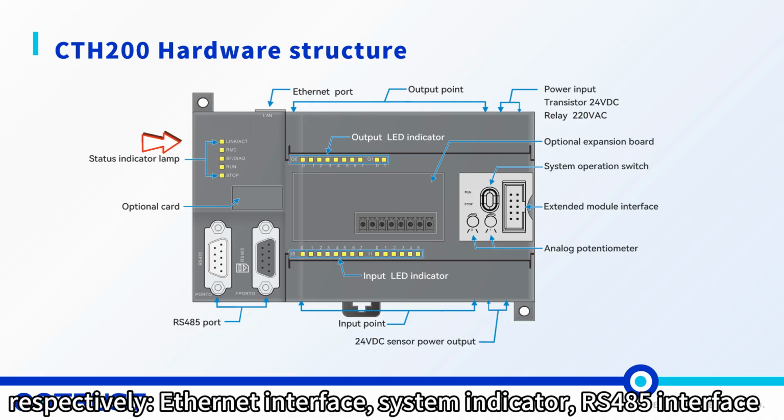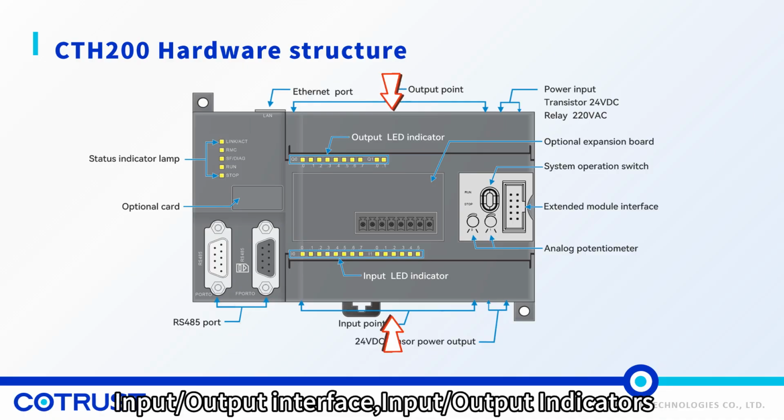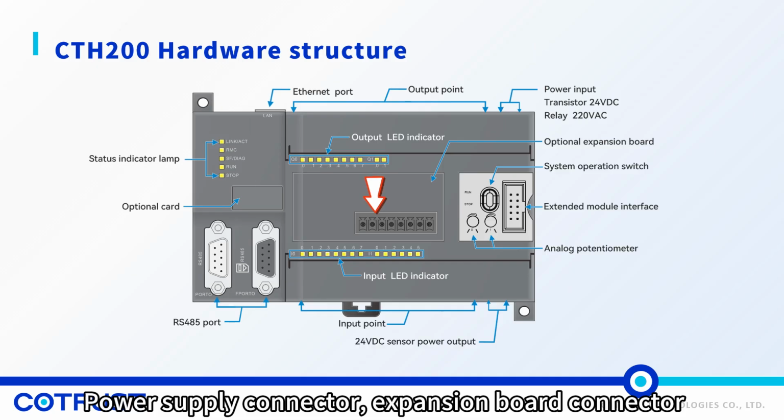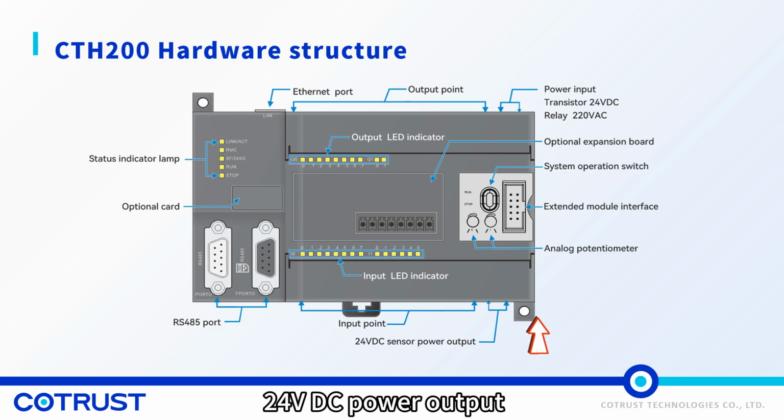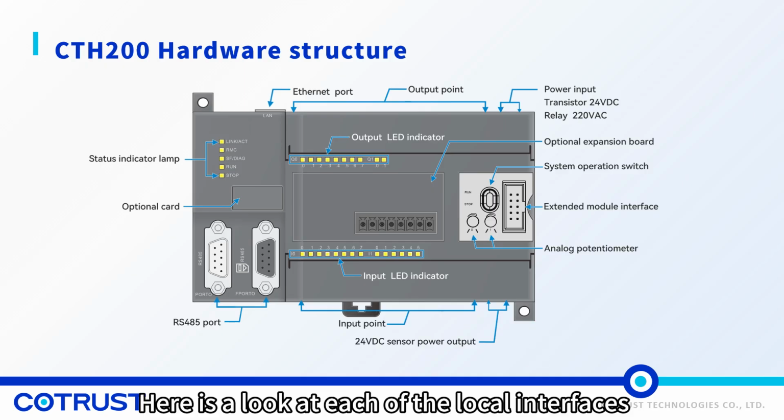system indicator, RS-485 interface, input or output interface, input or output indicators, power supply connector, expansion board connector, operation dip switch, expansion module connector, 24 volts DC power output. Here is a look at each of the local interfaces.